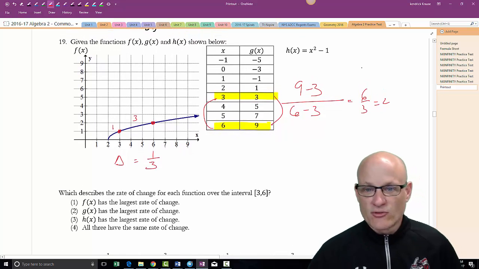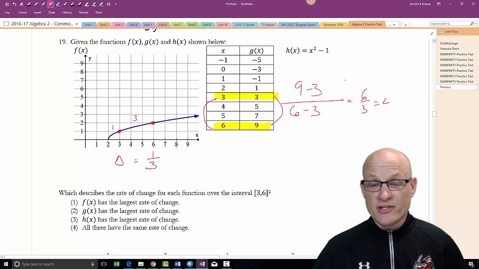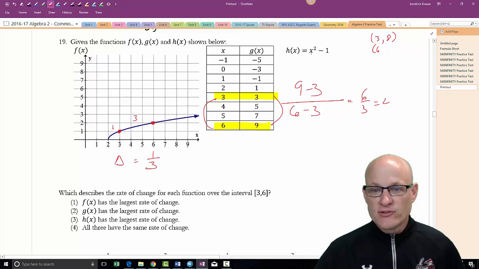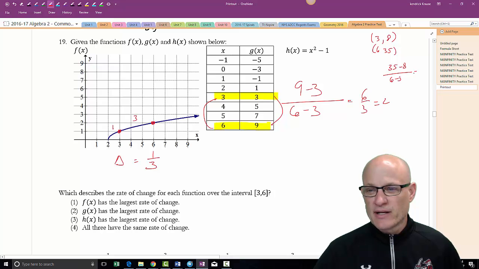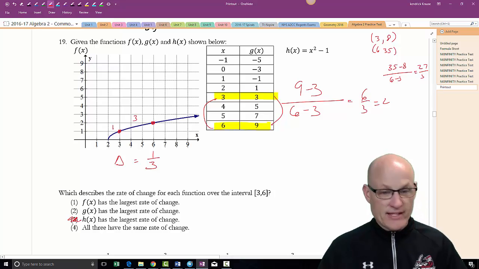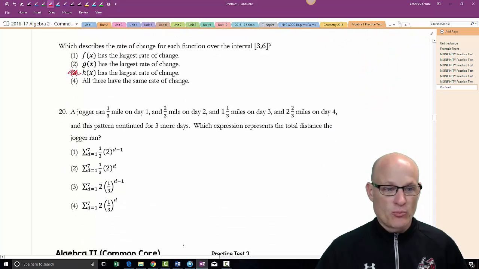And then I have this h of x over here. I have to do this one as well. Totally didn't even see this one over here. Let me plug in, what are my points? I'm going to plug in 3, see what I get. So 3 squared minus 1. 9 minus 1 is 8. And then I'm going to plug in 6. 6 squared is 36, minus 1 is 35. So now I do change in y's, 35 minus 8 over 6 minus 3. 35 minus 8 is 27, over 3 is 9. h of x has the largest rate of change. There it is. That's it. Finding slope. Rate of change is just slope.